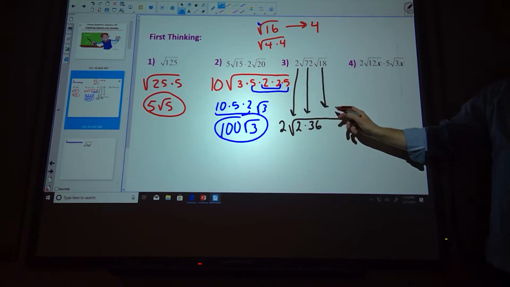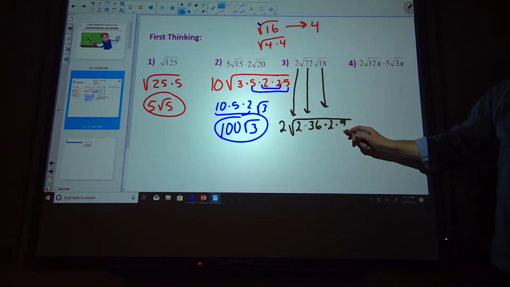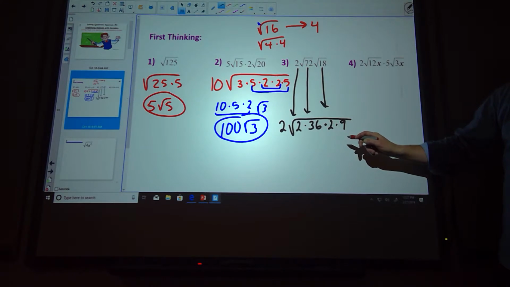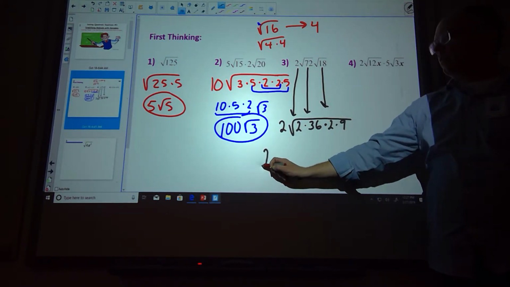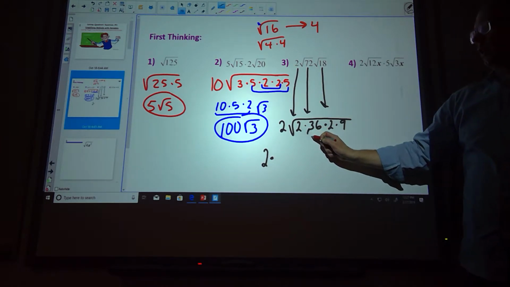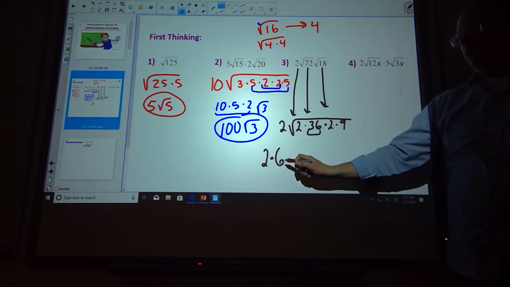18 is the same thing as what? 2 times what? 9. Hey, what's special about 9? Perfect square, right? All right, so I have a 2 outside, right? So square root of 36 is? 6. So now 6 is outside. Agreed?